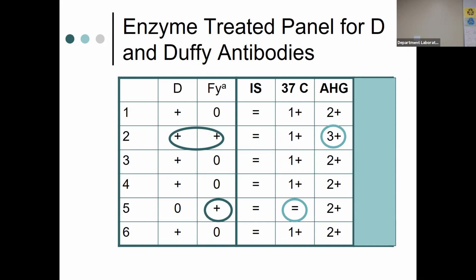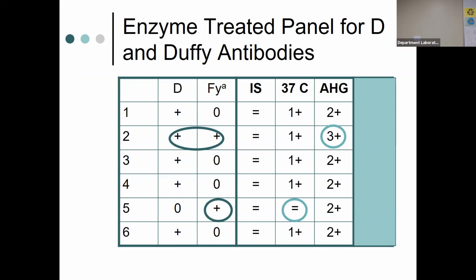What do we know about D after enzyme treatment? They get stronger. It's enhanced, okay? What do we know about Duffy A after enzyme treatment? It goes away, right? So it's negative. All right, so at initial scan, we have all negative reactions.